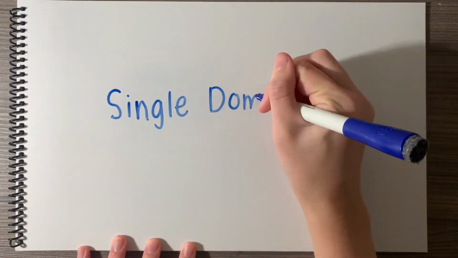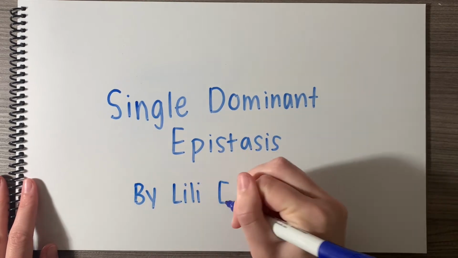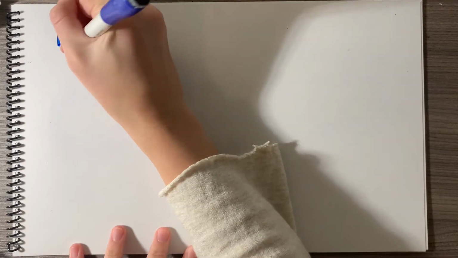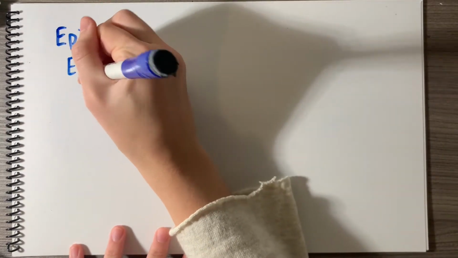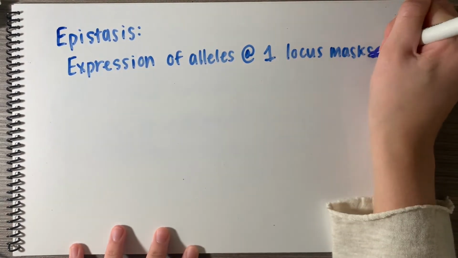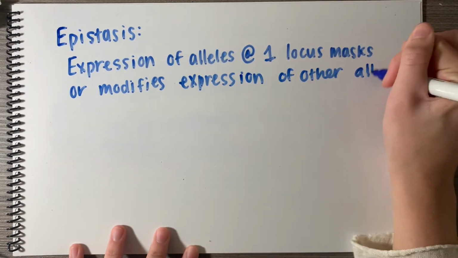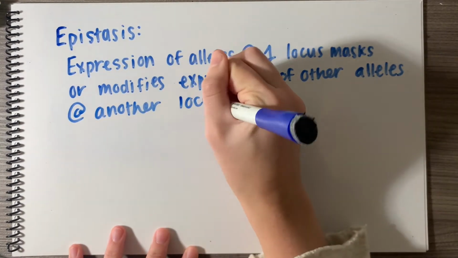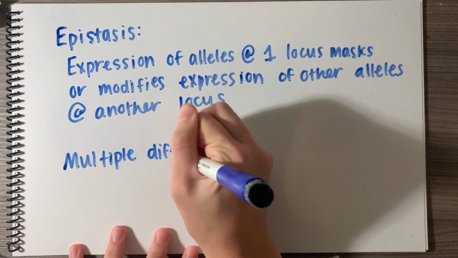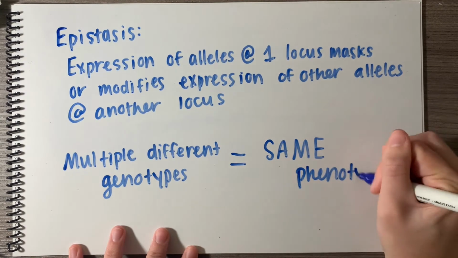This video will be on single dominant epistasis. So what exactly is epistasis? Well, epistasis is defined as the expression of alleles at one locus masking or modifying the expression of other alleles at another locus. So multiple different genotypes are going to lead to the same exact phenotype.